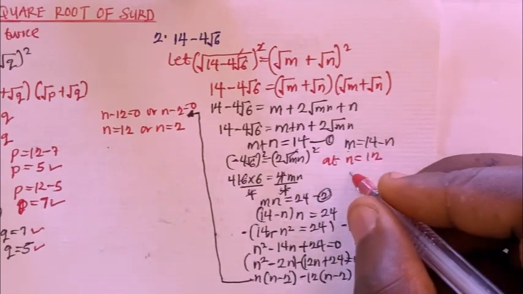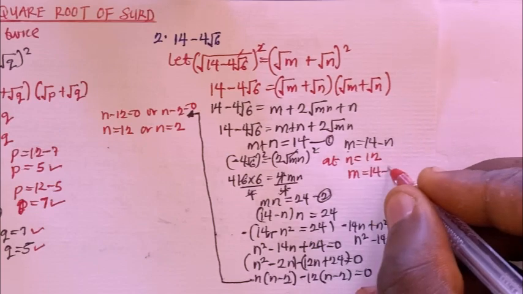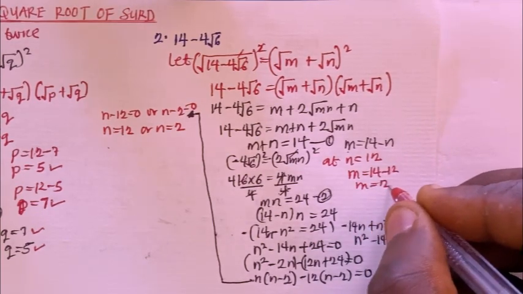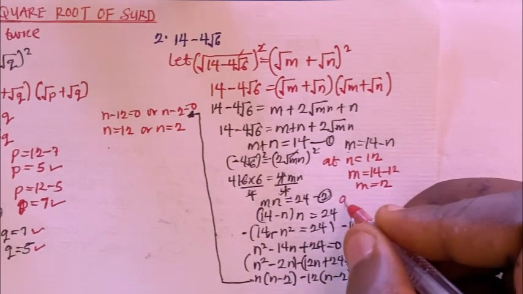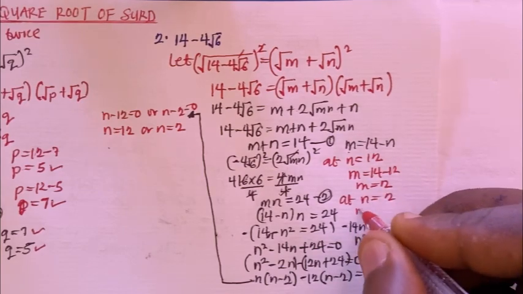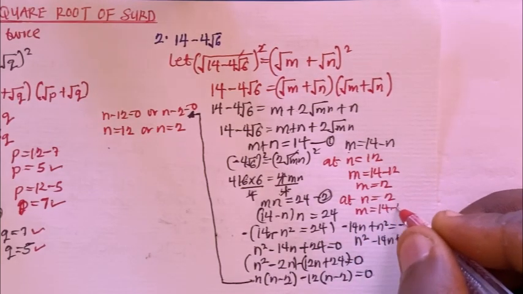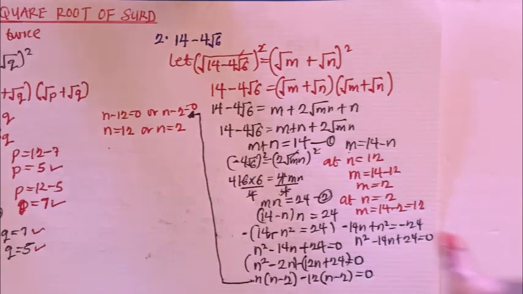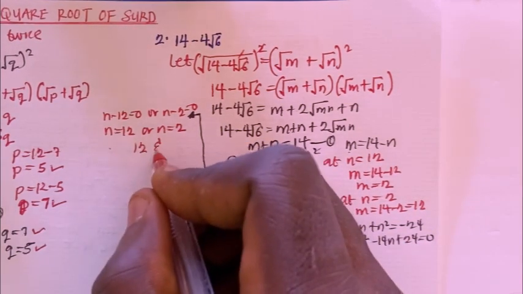So now if n equals 12, what's our m? Our m will be equal to 14 minus 12. So m will be equal to 2 exactly. Then at n equals 2, we are going to have m equals 14 minus 2, which equals 12. So the answer is basically 12 and 2.